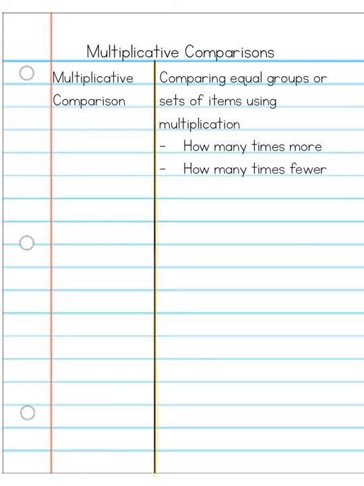We're going to start today's lesson by talking about some vocabulary. The first word we're going to look at is the word multiplicative comparison. And basically what this means is that we're going to be comparing equal groups or sets of items using multiplication. We will look at things like how many times more or how many times fewer one number is than another. And we're going to be using multiplication and sometimes division to look at these comparisons.